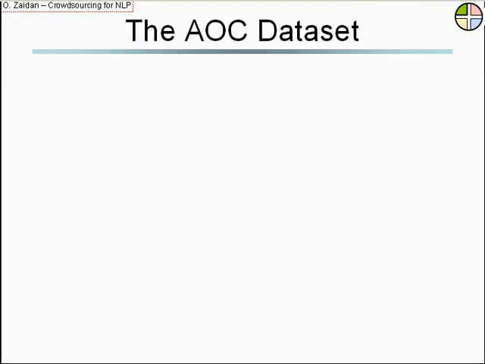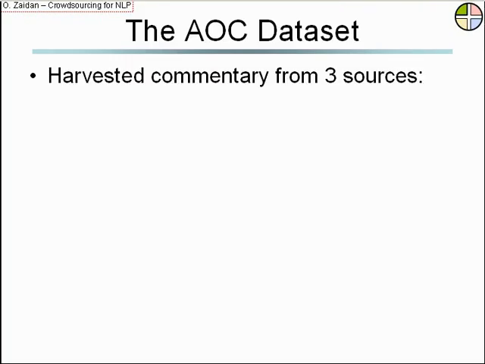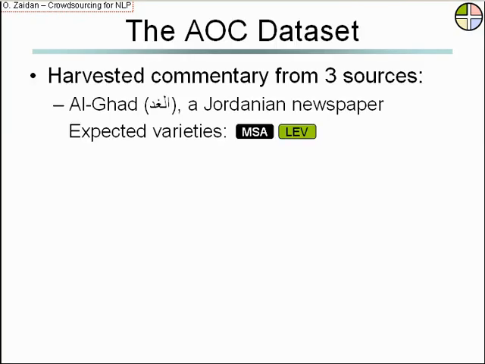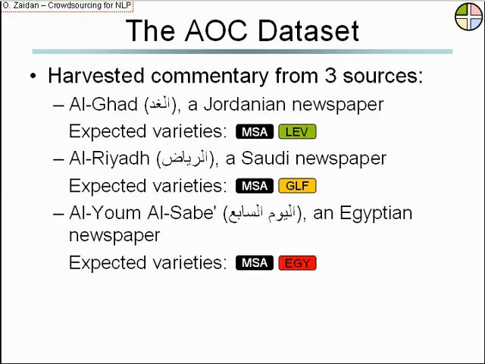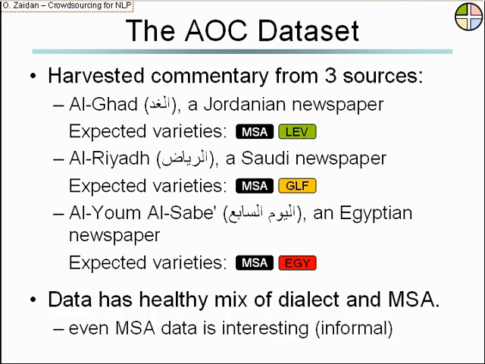So we created the AOC dataset, the Arabic Online Commentary dataset, by harvesting this reader commentary from three sources. One was a Jordanian newspaper, where we expect to see a lot of MSA and Levantine, a Saudi newspaper that has a lot of MSA and Gulf, and an Egyptian newspaper that has a lot of MSA and Egyptian. And again, this data has a very healthy mix of dialect and MSA, and even the MSA data is interesting for some research applications because it's an informal variety of MSA.